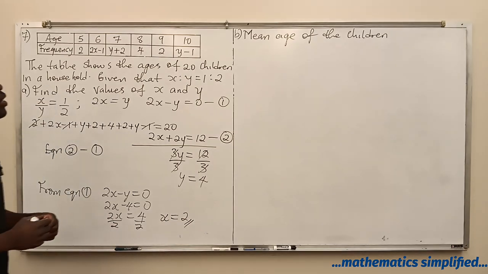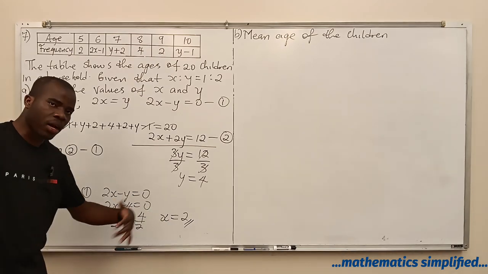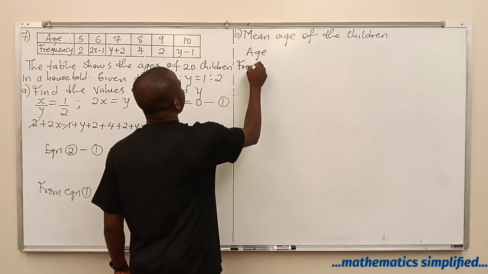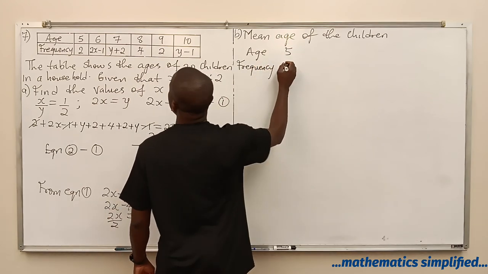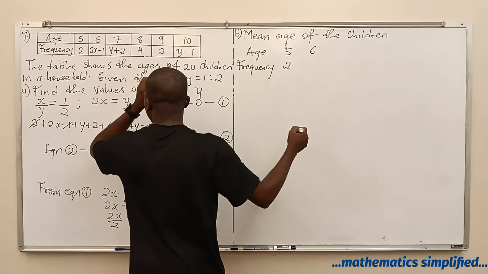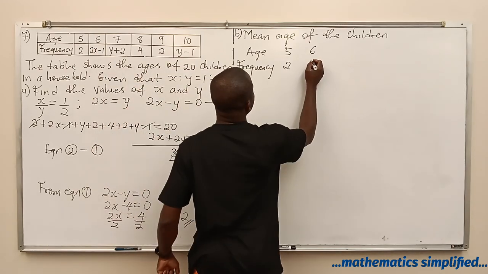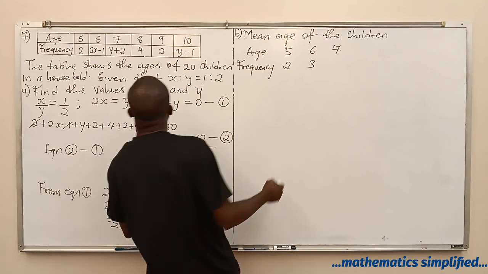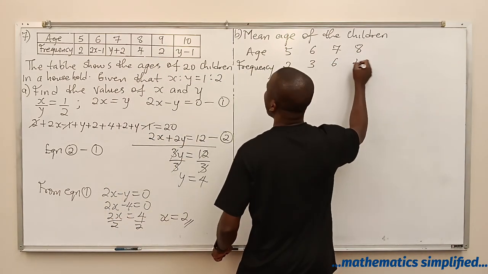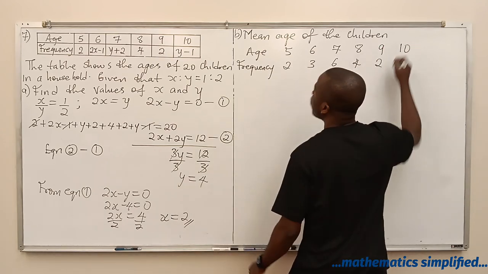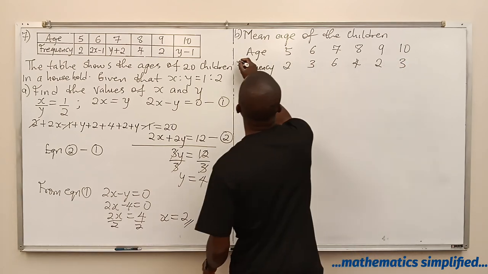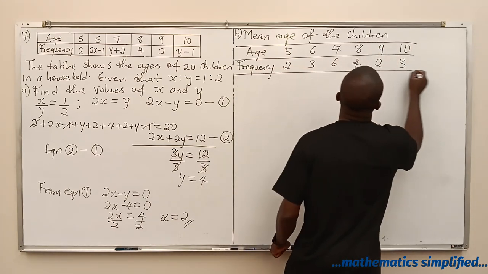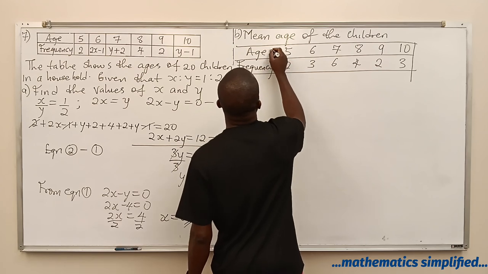Now, we are asked to look for the mean age of the children. So, since we have gotten what x and y is, we can easily replace it here. If we rewrite this, we'll have age and frequency. For 5, we have 2. For 6, we have 2x minus 1, where x is 2. That is 4 minus 1, which is 3. For 7, we have y plus 2. Y is 4, and 4 plus 2 is 6. For 8, we have 4. For 9, we have 2. And for 10, y minus 1. 4 minus 1 is 3. So this is our new frequency table. So this is like x. This is f.